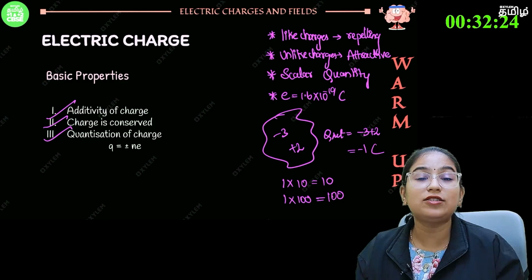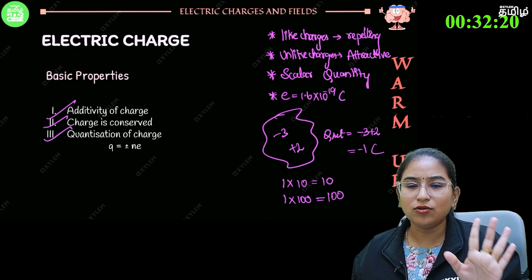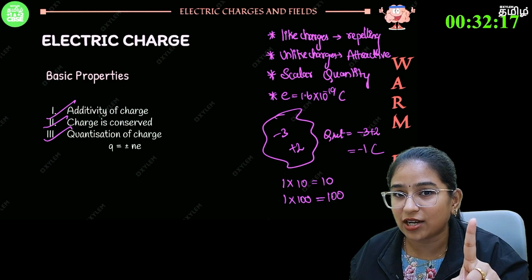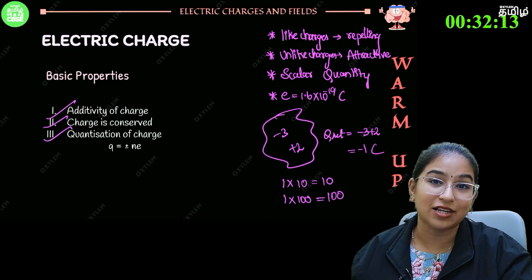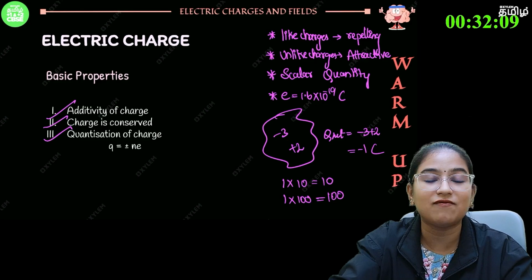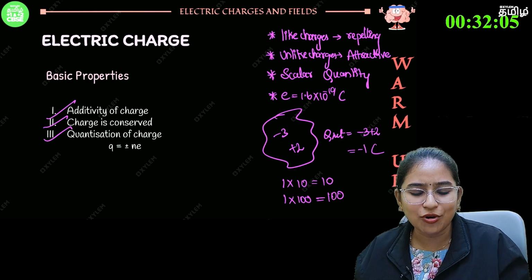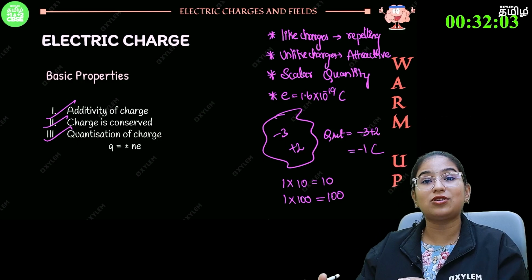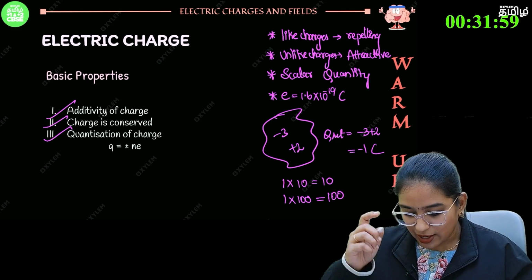So this is quantization. Quantization of charge simply represents that 1 coulomb of charge doesn't mean it is 1 charge. It is like a bucket. So you have to pour n number of charges into it so that you can get 1 coulomb of charge, and practically 1 coulomb of charge is a huge value. That's why your questions are mostly in microcoulomb and millicoulomb. So understand that better.